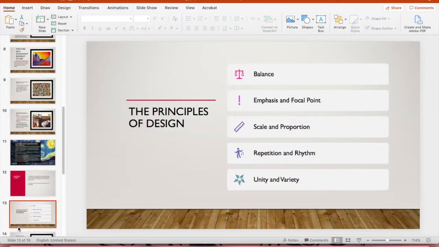All right, so what are the principles of design? The principles of design are balance, emphasis and focal point, scale and proportion, repetition and rhythm, and unity and variety.